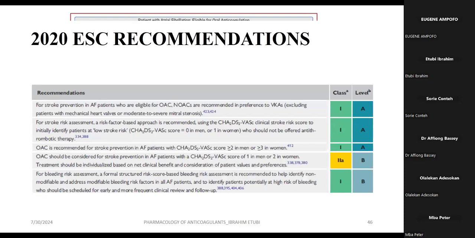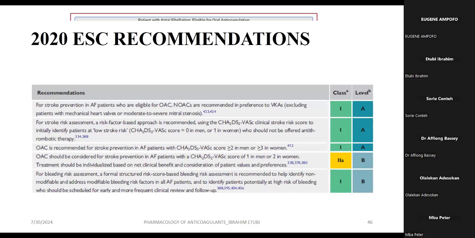So there are many of the guidelines. I'll just rush through now because of time. We can look through this after. So for stroke prevention in atrial fibrillation patients who are eligible for oral anticoagulants, the NOACs are recommended in preference to VKAs. And this is excluding patients with mechanical heart valves or moderate to severe mitral stenosis. This is a class 1 level A recommendation.